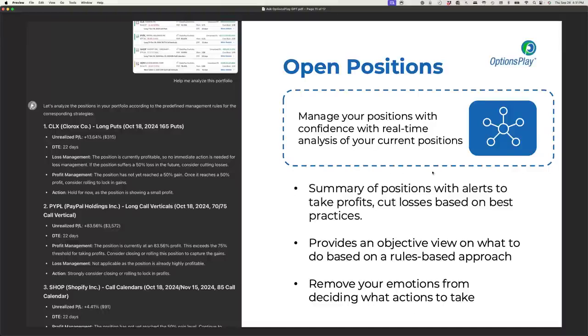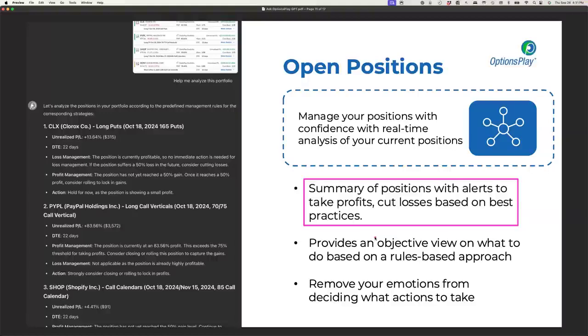So what we're able to do here is give you a summary of your positions with alerts on if it's time to take profits or cut losses based on best practices. What we have done is take the best practices that we have taught you over the years for each individual strategy, and we have coded it into this custom version of ChatGPT.